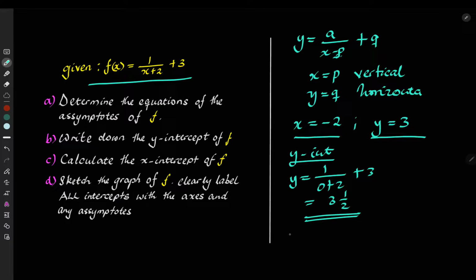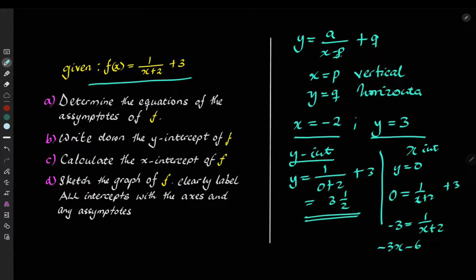And in part C, we are asked to calculate the x-intercept of f. The x-intercept is easy. We let y is 0. So for the x-intercept, y is equal to 0. So then we say 0 is equal to 1 over x plus 2, then plus 3. Then we just throw the 3 that side. That becomes negative 3 is equal to 1 over x plus 2. And we cross multiply. That will be negative 3x minus 6 is equal to 1. Then negative 3x is equal to, that becomes a plus, 7. So x is equal to negative 7 over 3. So that will be the x-intercept.